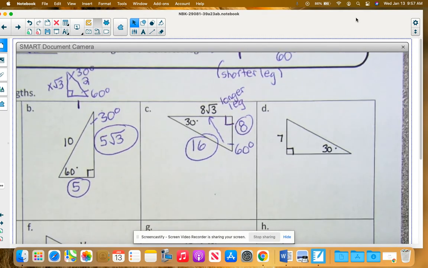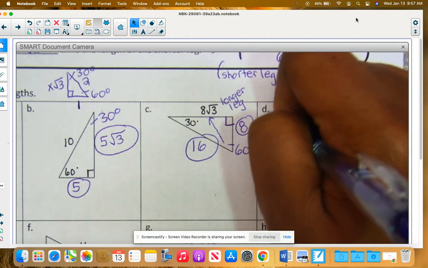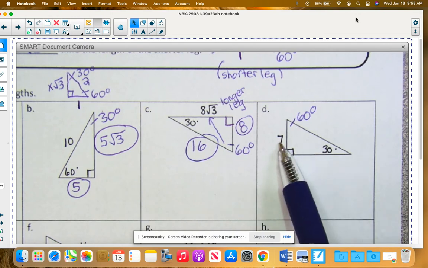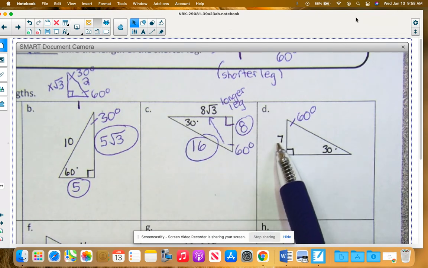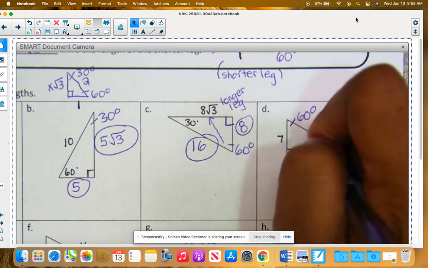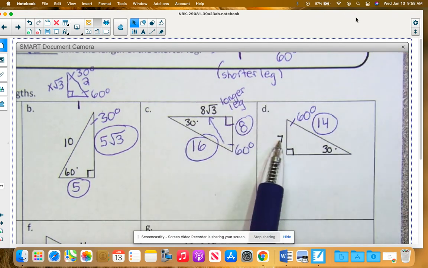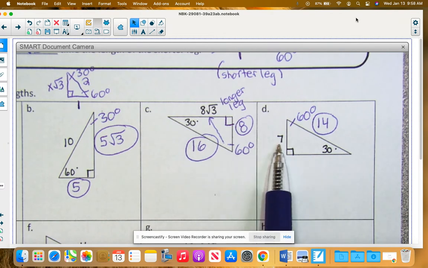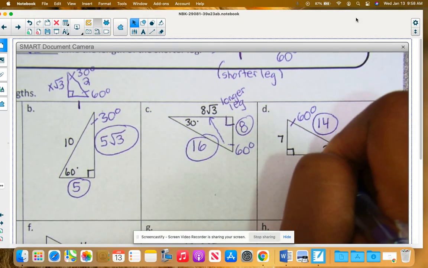Okay. D, I know that if this is 30, this is 60. Okay. This is my shorter leg. 7 is the shorter leg. My relationship between the short leg and the hypotenuse, the short leg multiplied by 2 gives me the hypotenuse. So this is 14. My relationship between the short leg and the longer leg is that I take the short leg and I multiply it by the square root of 3. So this side is 7 square root of 3.